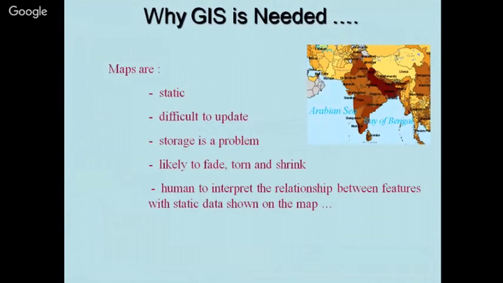Because the maps that have been prepared earlier are static, they are very difficult to update, storage is a problem, and they are likely to fade, tear and shrink. But the most important part is this: if I tell somebody to find the intersections of roads and rivers where I want to place bridges, I want to find those locations where the roads and rivers intersect.